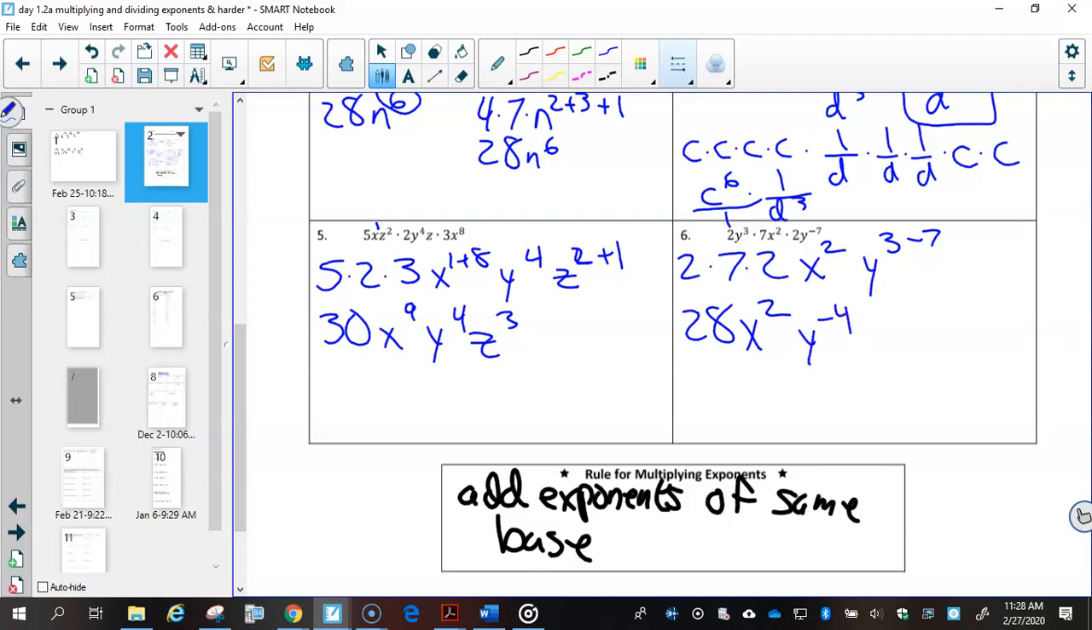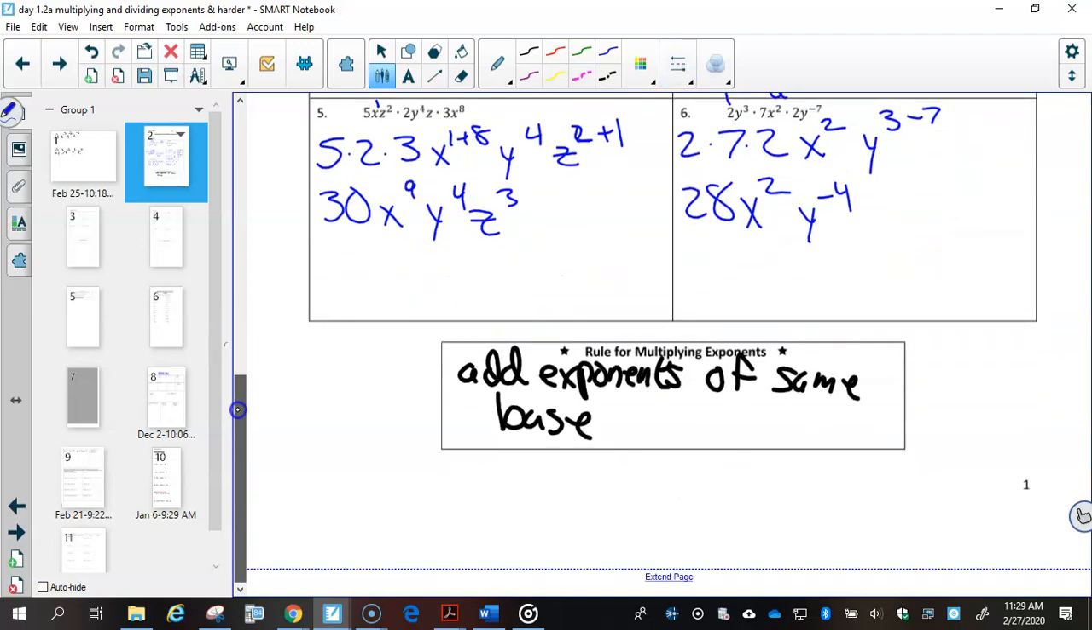Now, can we leave this like this? No. Why not? Because we have a negative exponent. We cannot leave negative exponents. So what would this become? 1 over y to the 4th. So if we combine these two, what would our final answer be?